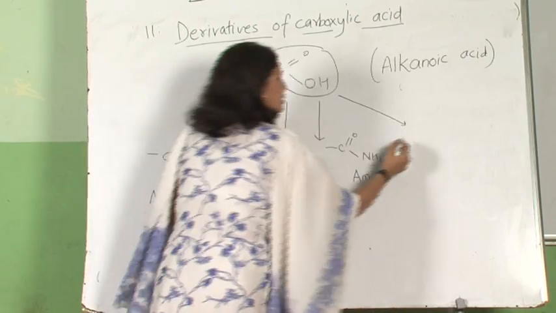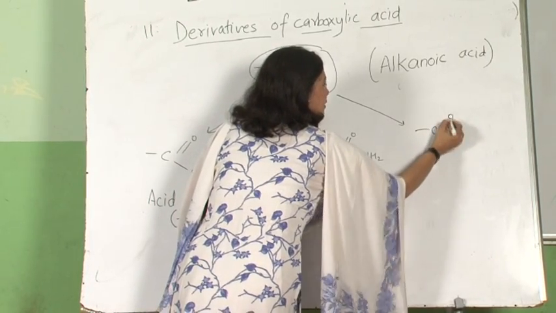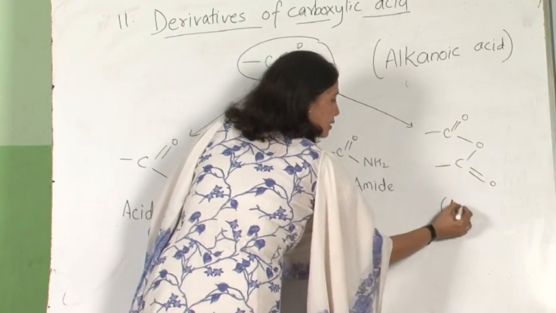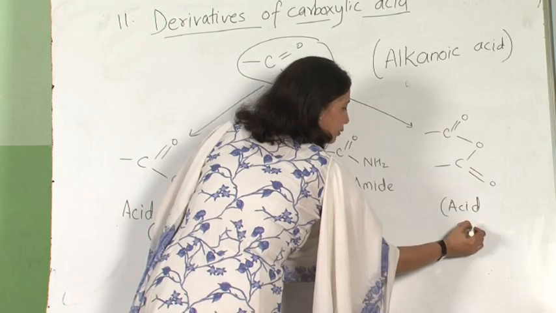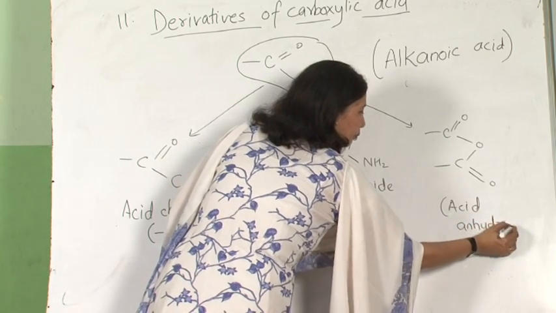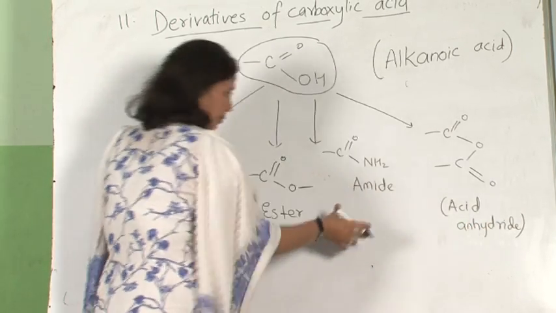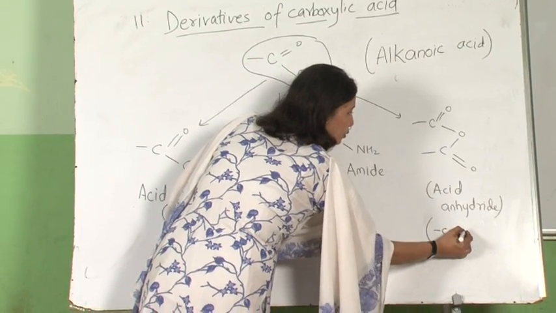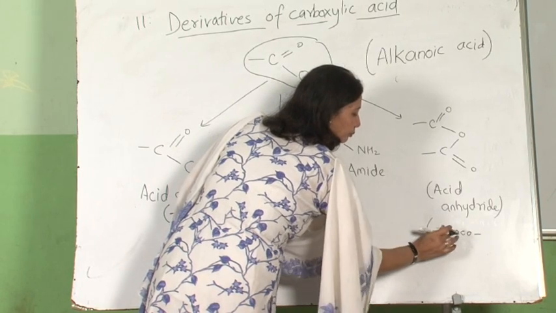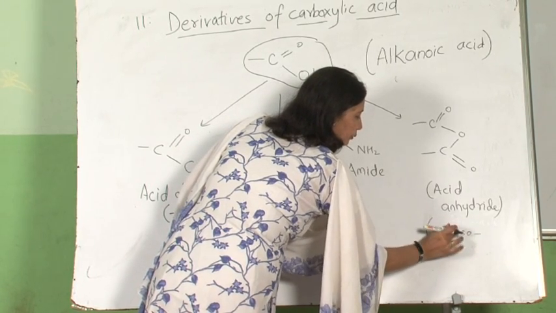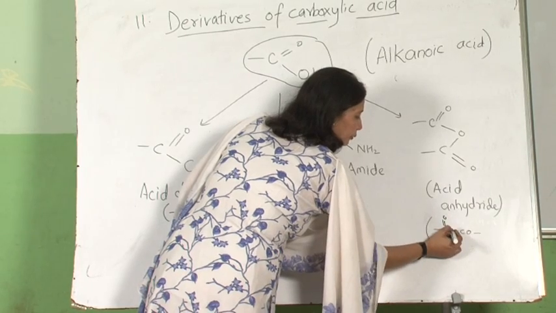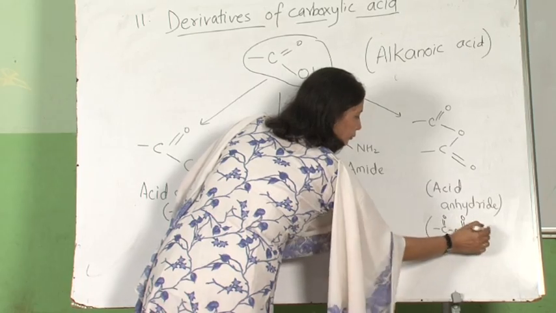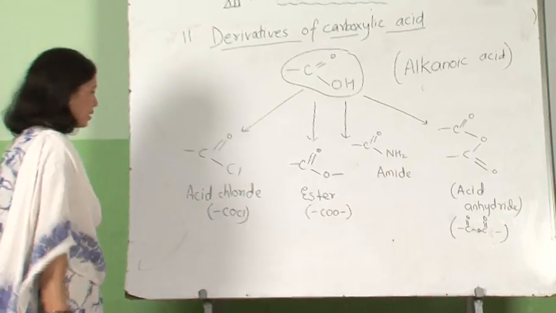If I join two carboxylic acids, I am going to have a structure like this. This is called an acid anhydride. If I want to club it, I get it like this, dash COOC. I can write it like this also. It is this way. I am writing down the name here itself.